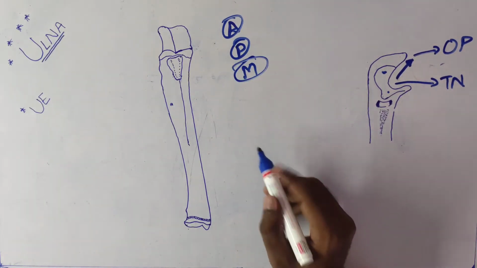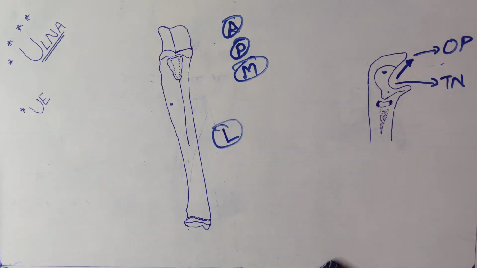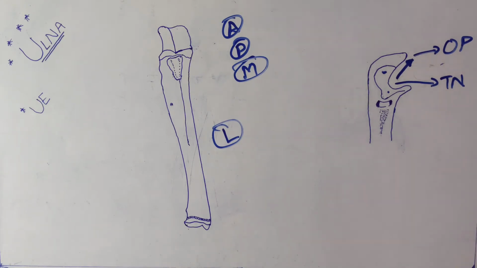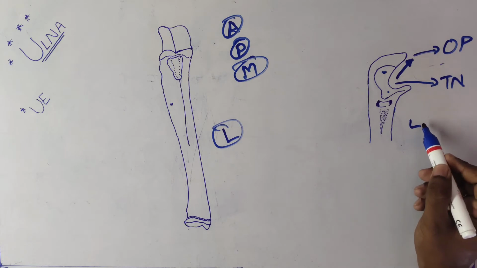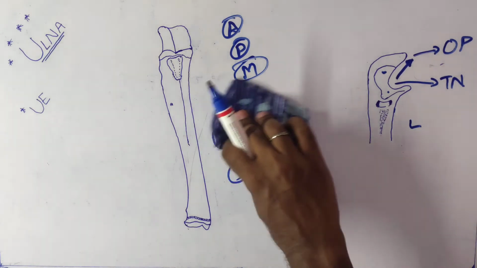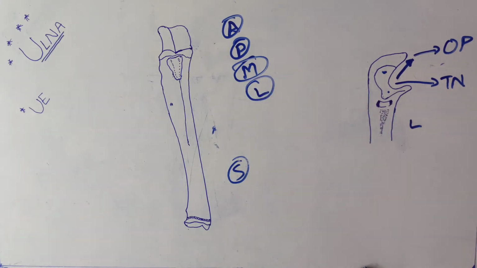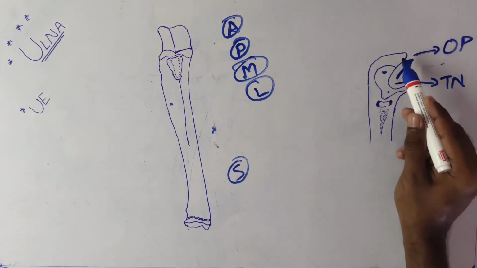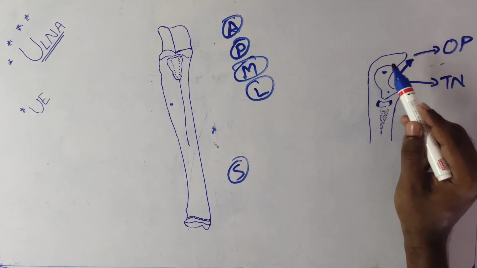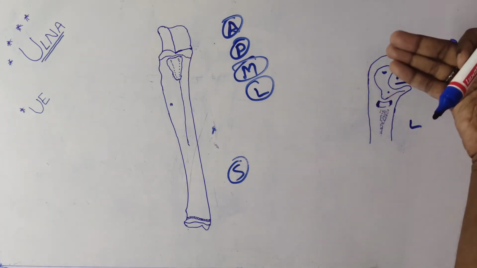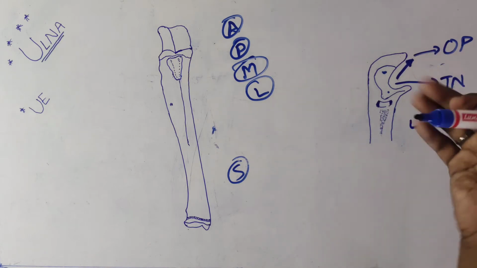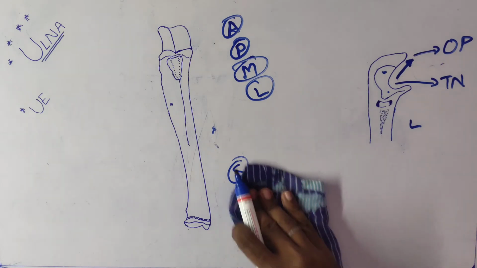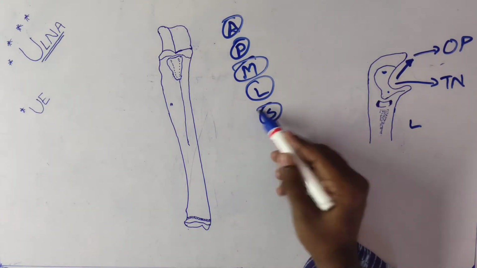This is the medial surface. Now the lateral surface. The lateral surface is smooth and continuous with the posterior surface of the shaft. Now the superior surface. The superior surface is a roughened area in its posterior part, on the posterior side of the Olecranon process. This is all about the Olecranon process.